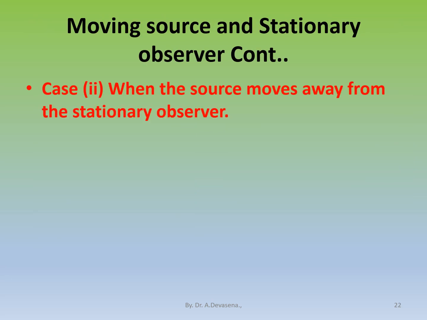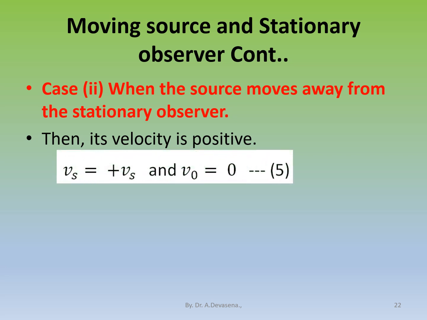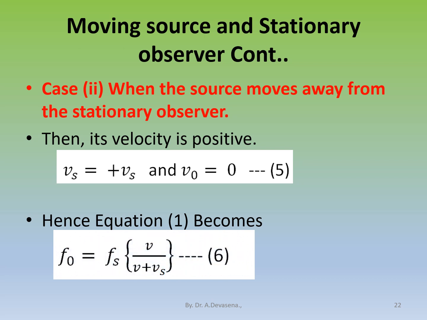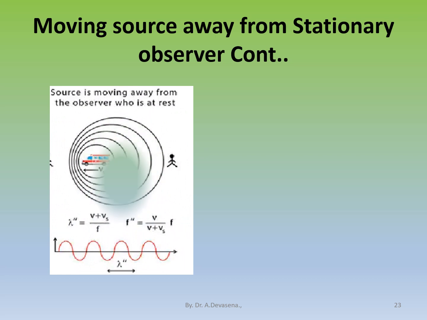Case 2. When the source moves away from the stationary observer, then its velocity is positive. That is v suffix s is equal to plus v suffix s and v naught is equal to 0. Consider this as equation 5. Hence, equation 1 becomes f naught is equal to f suffix s open bracket v divided by v plus v suffix s. Consider this as equation 6. Moving source away from the stationary observer representation is shown here.